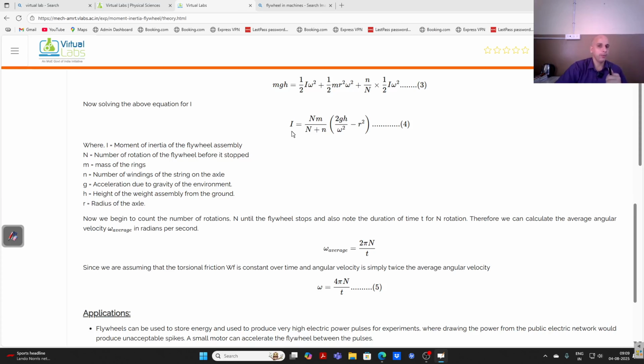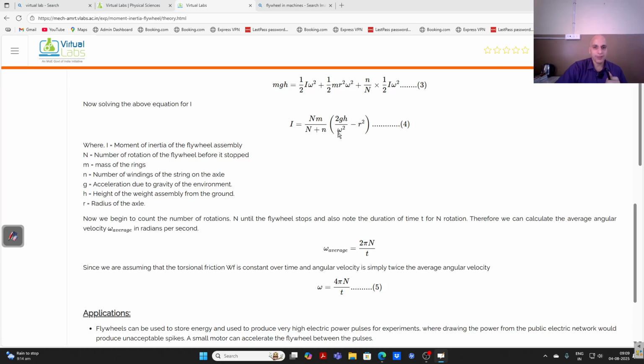I stands for moment of inertia, and the formula is m divided by n plus n, 2gh upon omega square minus r square. Here I is the moment of inertia of the flywheel, capital N is the number of rotations of the flywheel before it stopped, m is the mass on the string, n is the number of windings of the string on the axle, g is the acceleration due to gravity, h is the height of the bait assembly from the ground, and r is the radius of the axle.